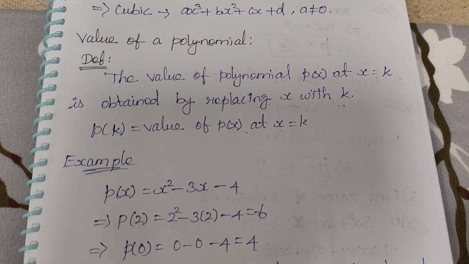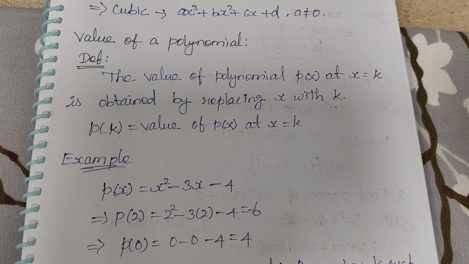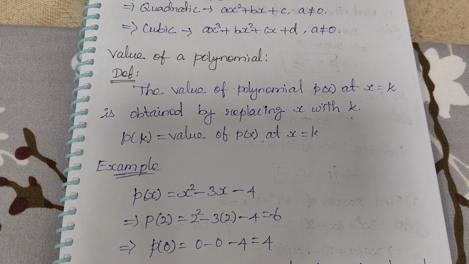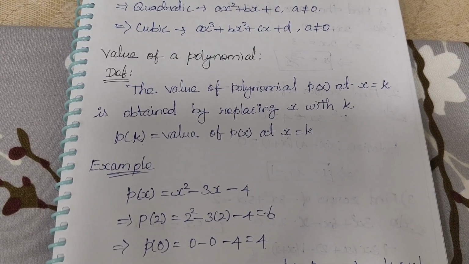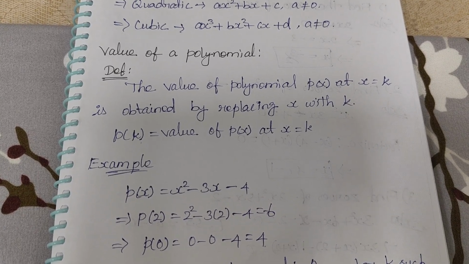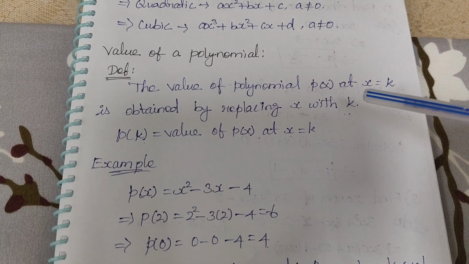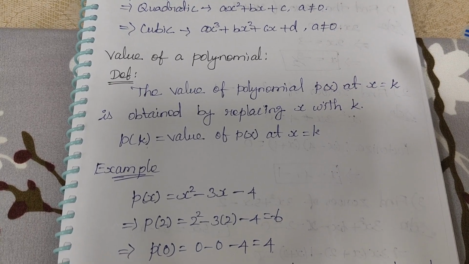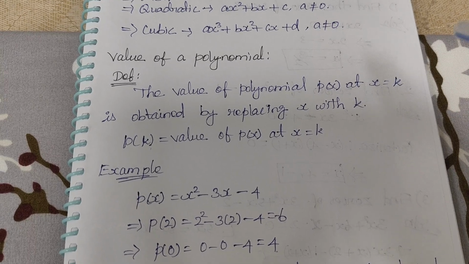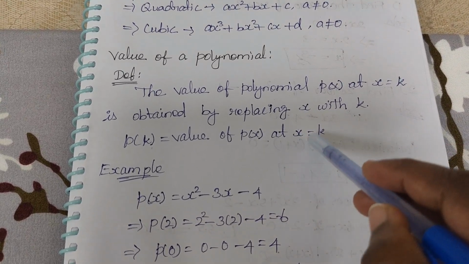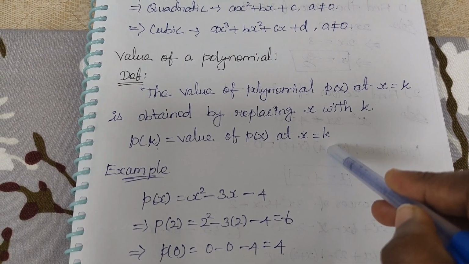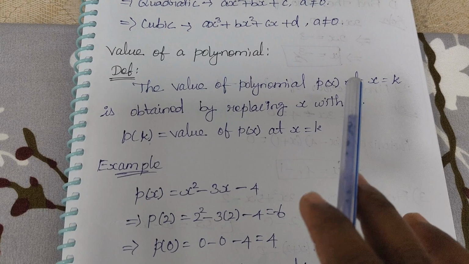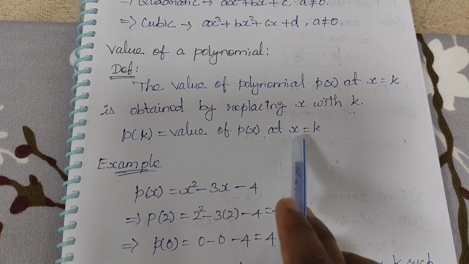Okay, now let's talk about the value of a polynomial. So what does it mean? Suppose you have one polynomial p of x. If we replace x with some number, say k, the polynomial becomes a number. That number is called the value of the polynomial at x equal to k. Right? In simple words, the value of the polynomial at x equal to k.